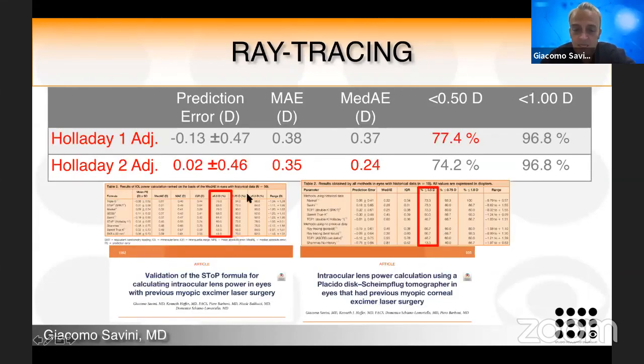And these numbers are better than those that I previously found with the Pentacam on the left, where the best formula had 70% of eyes with a prediction error within half a diopter, and very close, but still slightly better than those available with the Galilei G6.